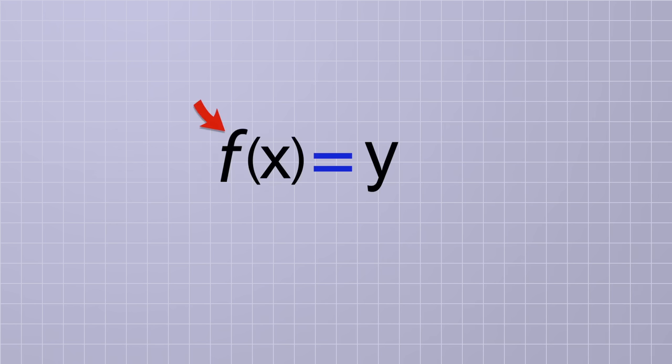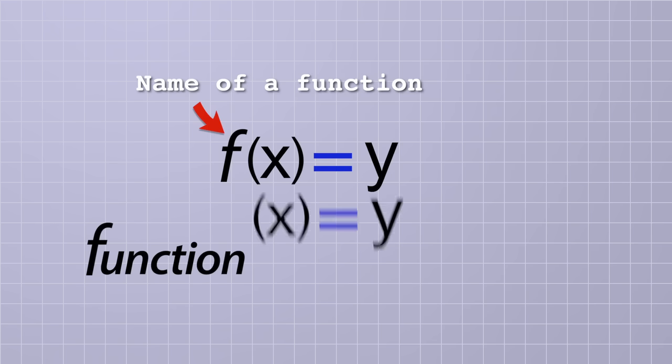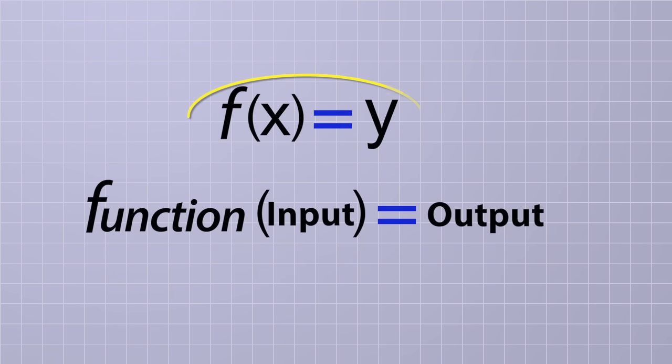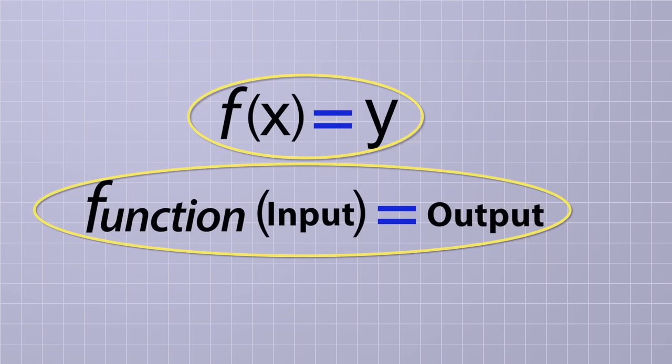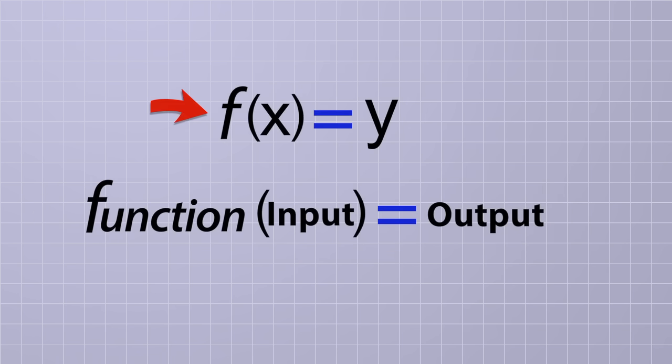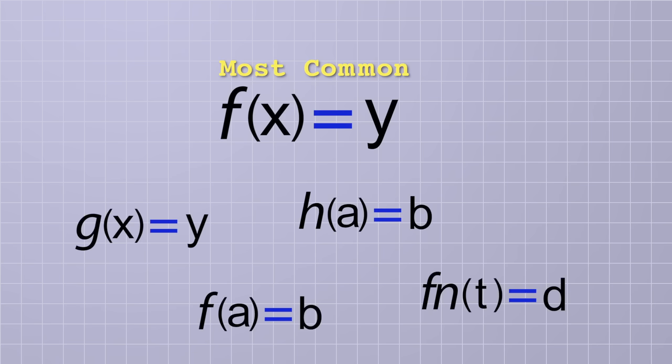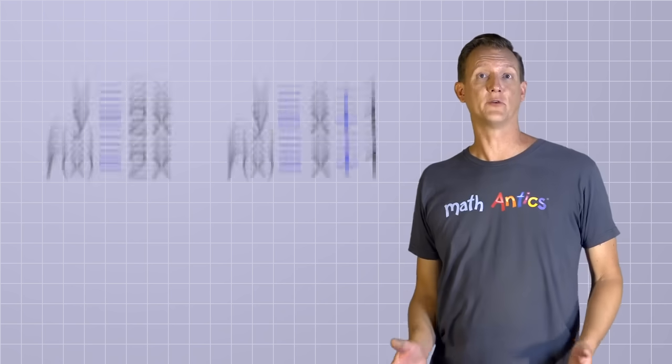In this case, f is not the name of a variable, and it's not being multiplied. Instead, f is the name of a function. It would be a lot more clear if mathematicians just used the entire word function as the name, and then used the names input and output instead of x and y. These two notations mean exactly the same thing, but the first one uses an abbreviation for the function name and standard variable names for the input and output. These are the most common names, but you could use others if you wanted to. Okay, so that's the basic notation.